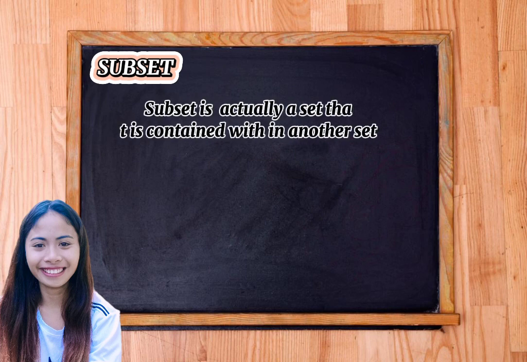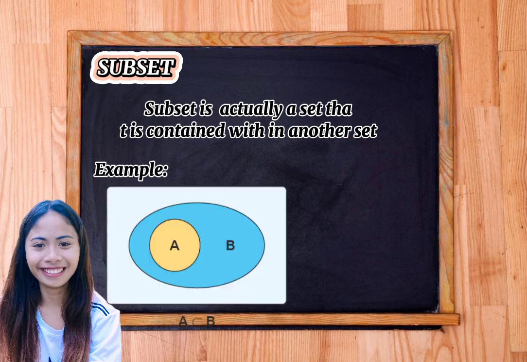Subset. Venn diagrams are used to show subsets. A subset is actually a set that is contained within another set. Let us consider the example of two sets A and B in the given figure. Here A is a subset of B. Circle A is contained entirely within circle B. Also, all the elements of A are elements of set B. This relationship is symbolically represented as A ⊂ B. It is read as A is a subset of B.